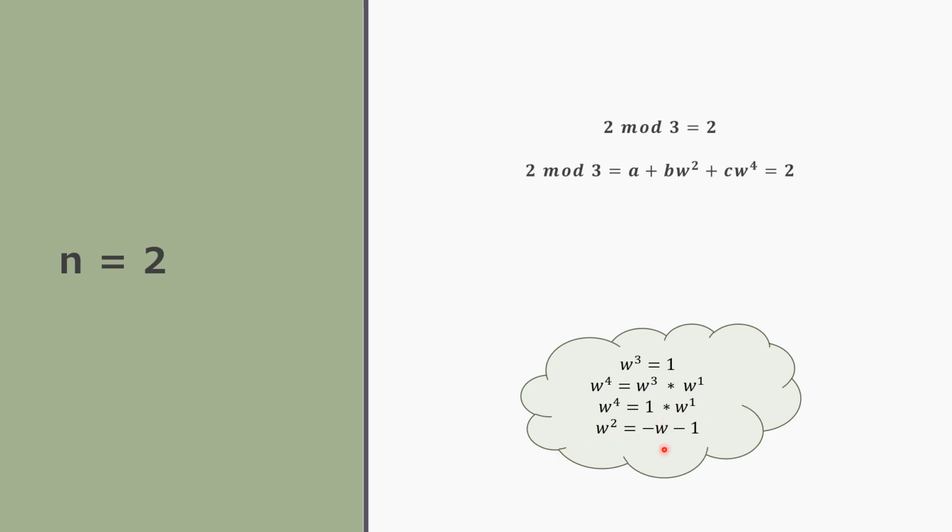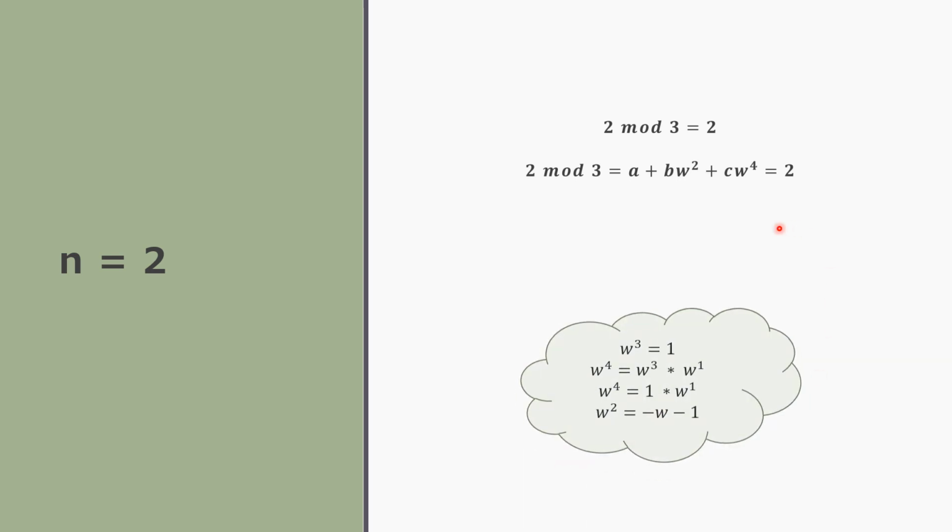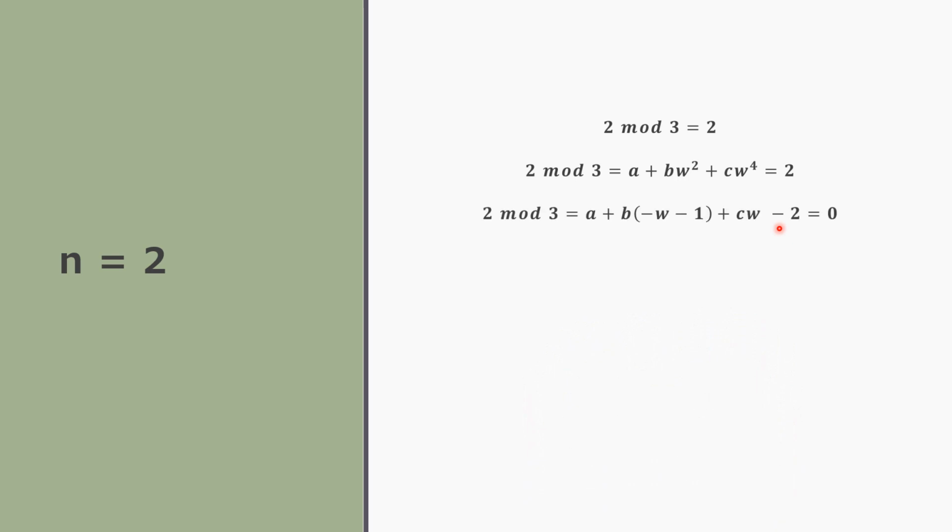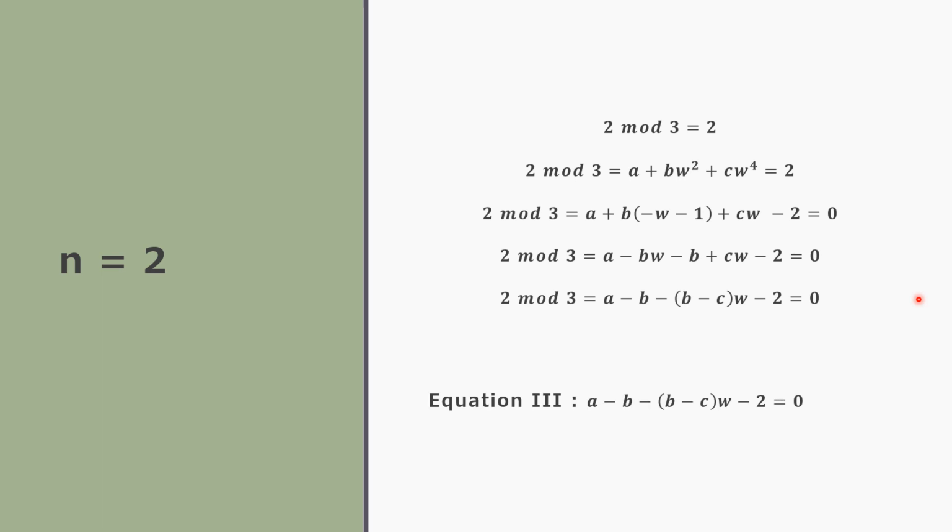And then, of course, we had that from the one before. We can just plug those in. Distribute, combine like terms. And here we have our equation 3. And let's solve for a, b, and c.